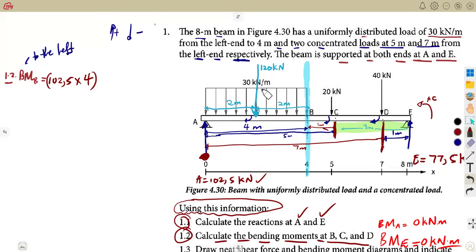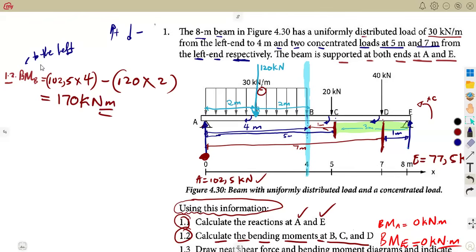So this one, remember, is going down. It's a negative, so it's going to be minus 120 times the distance back to B, which is 2. Like I said, here there is no further adjustment. It's just direct. So multiplying these two and combining together, you are going to obtain 170 kilonewton meter.